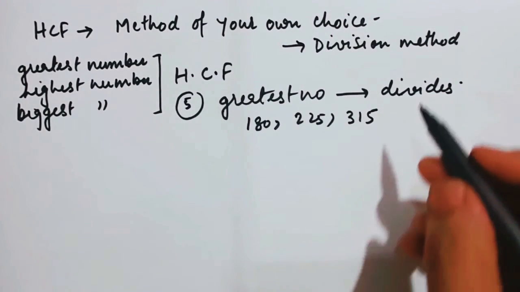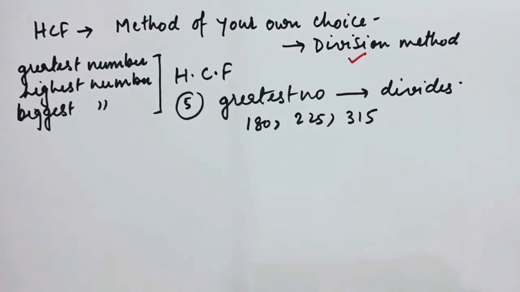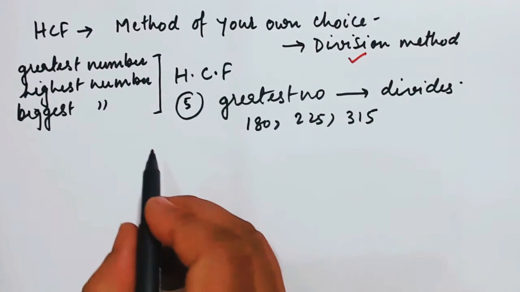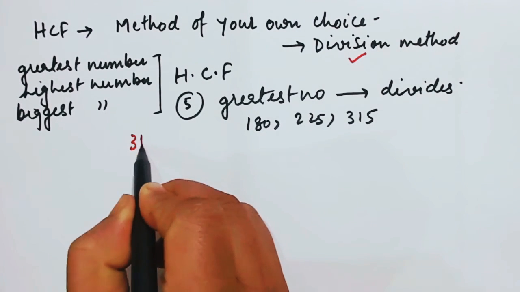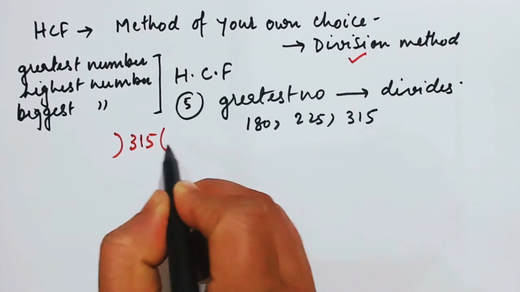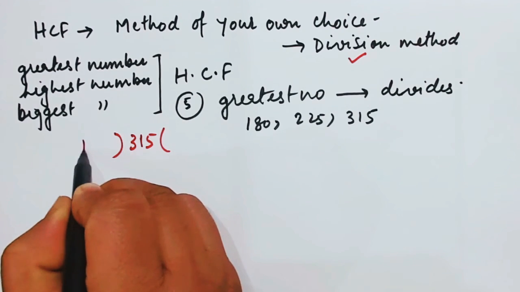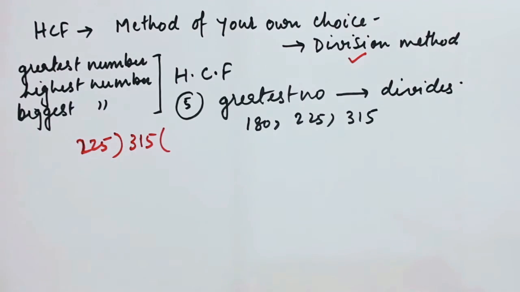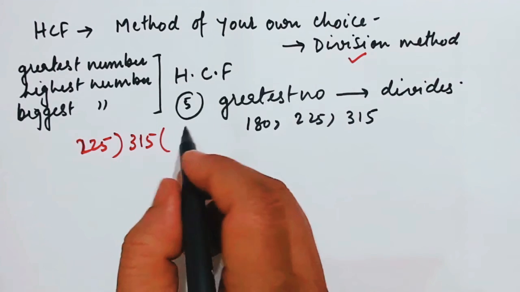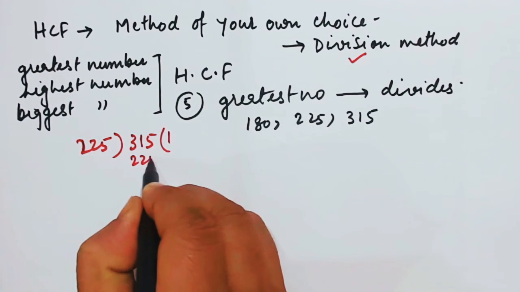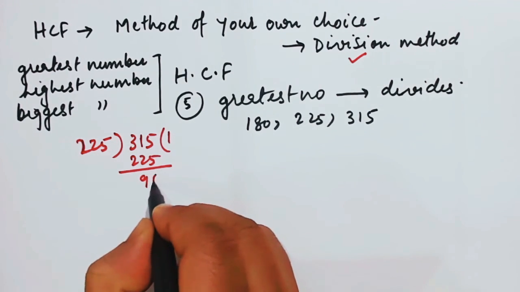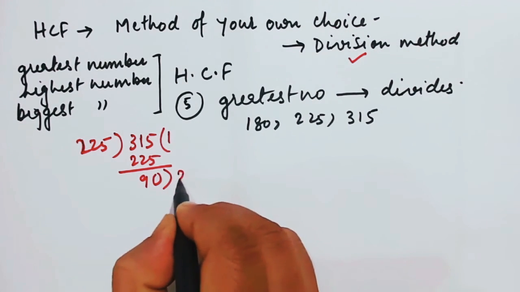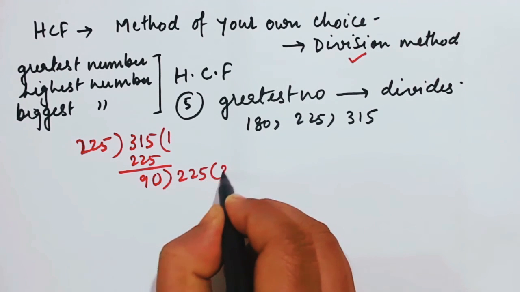Therefore, let us use this division method to find out the HCF of these numbers. And what had I taught you? I had taught you that you take the biggest number and divide it by the next biggest number, that is 225. What will you get? 225, 1 times 225, 90 is the remainder, which becomes the divisor.